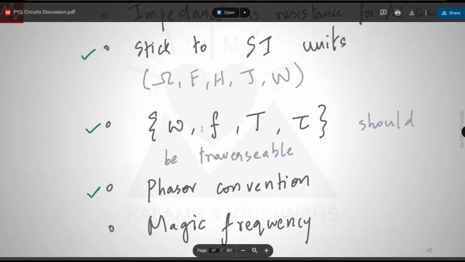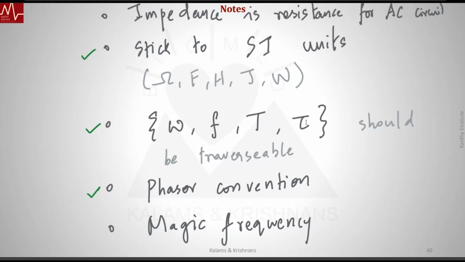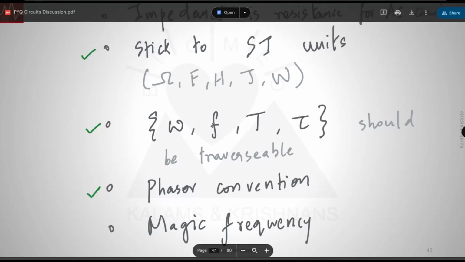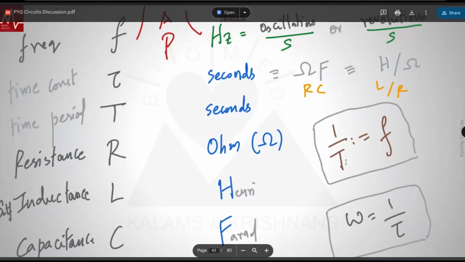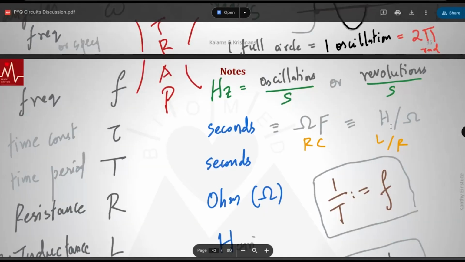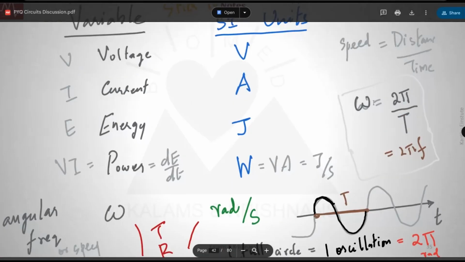The bare minimal parameters that you should be very clear on are angular frequency, time period, and time constant. Given one, you should be easily able to find the other. All the relations are given here. Time period by definition is the inverse of frequency. 1 by time period is frequency. And angular frequency is related to the time it takes to traverse 2 pi radians, that is, 1 full cycle that happens in 1 time period.